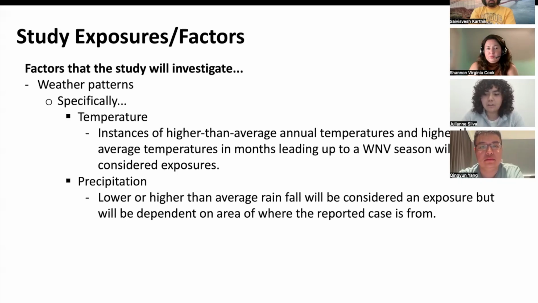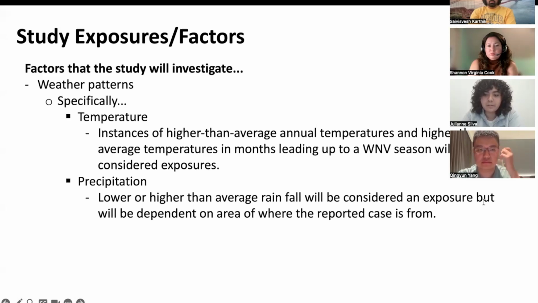According to a study done by Han et al., the study concluded that higher than average annual temperatures led counties within the United States to experience higher than normal instances of West Nile virus. The Han et al. study also found that higher than average winter temperatures led to more instances of West Nile virus cases, especially during the West Nile virus season.